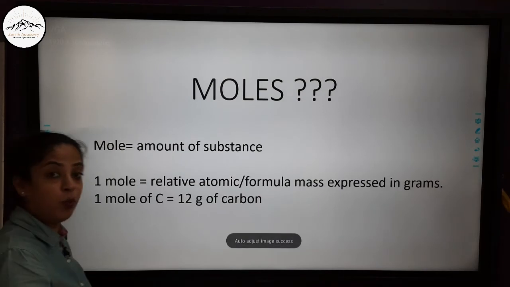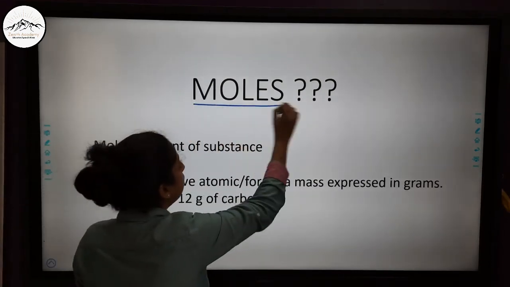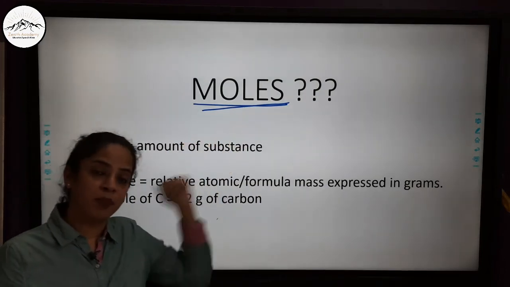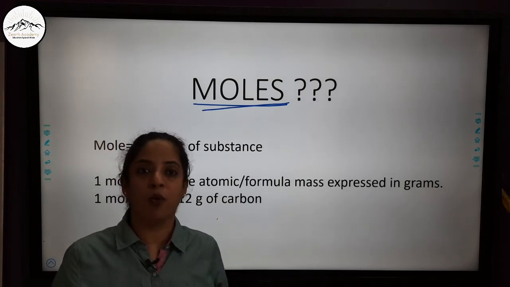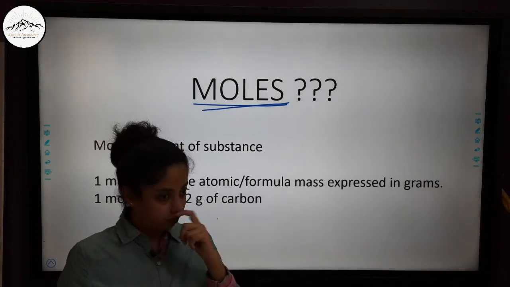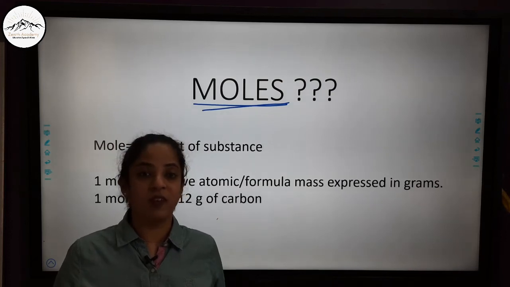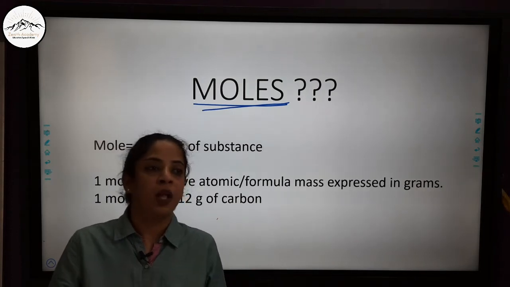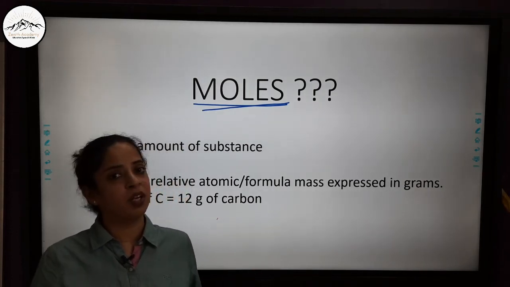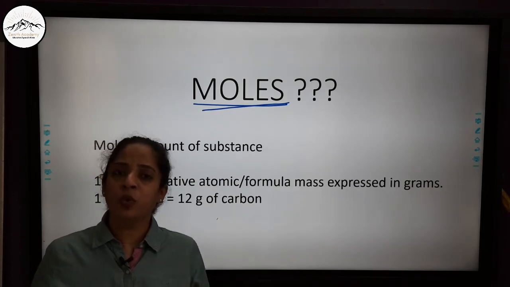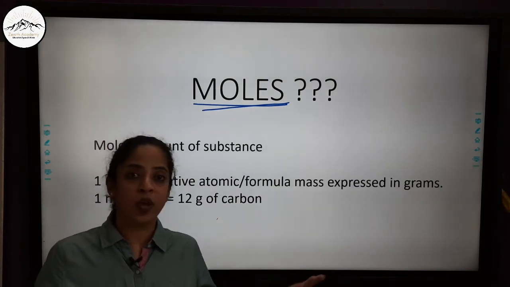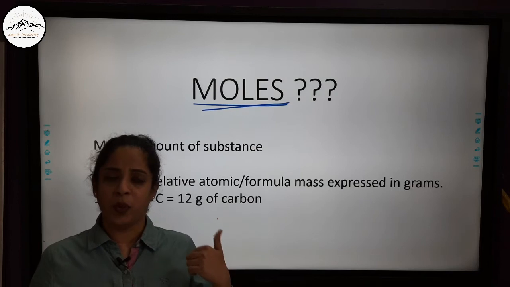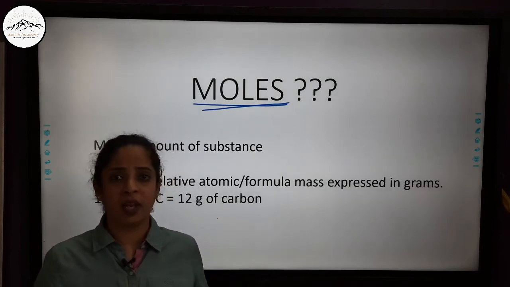Now let's go on to moles. Now what does the word moles mean? This is very, very important, children. So moles is the unit of numbers, or we can say moles is the unit of amount, how much. So you know that when we say 1 dozen mangoes, it means how many mangoes? 12. When we say 1 dozen bananas, it means how many bananas? 12. When we say 2 dozen apples, means 2 into 12, that is 24 apples. So 1 dozen implies 12 units. It can be 12 mangoes, 12 bananas, 12 watermelons, whatever.